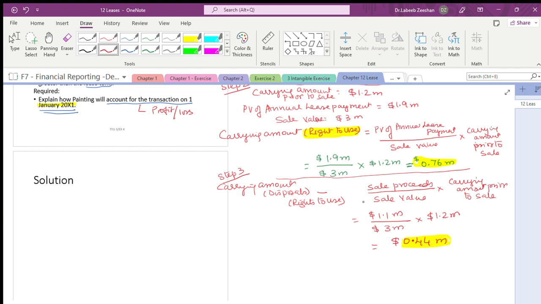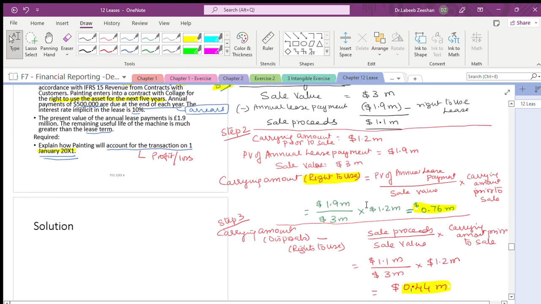Now, fine. We are selling it on January 1st, 2001. Now, what are the transactions we are doing? That's very important. What are the transactions we are working out?